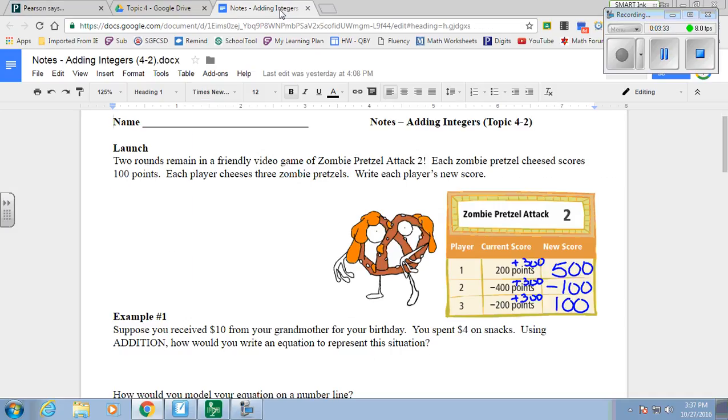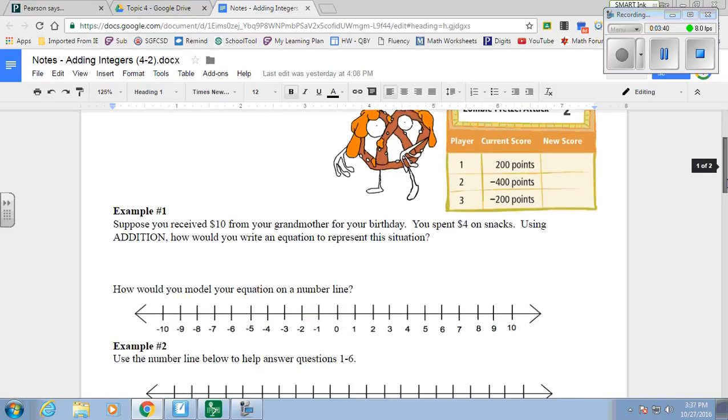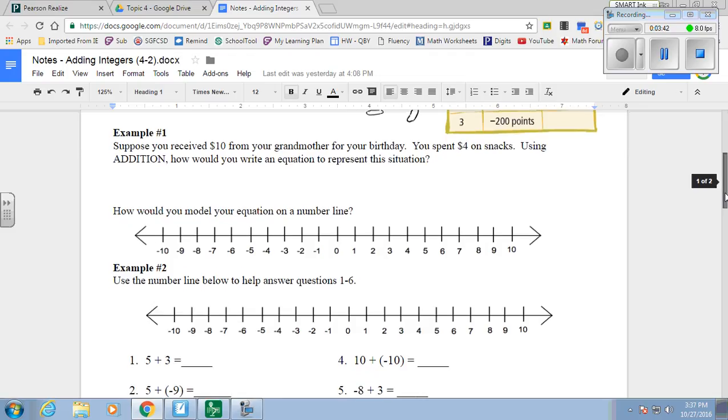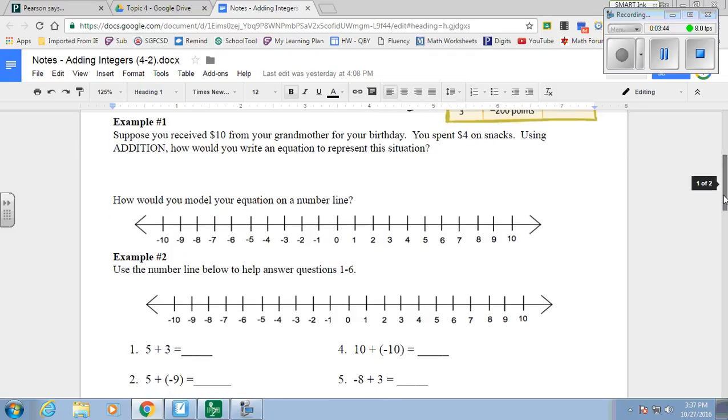Back to the notes. So number 1 is asking us, suppose you received $10 from your grandma. Oh, thanks, Grandma, you shouldn't have. You get $10 from your grandmother for your birthday. You spent $4 on snacks. Using addition, how would you write an equation to represent the situation?